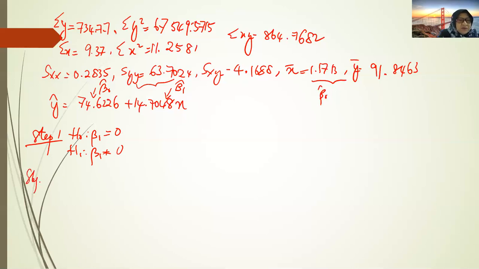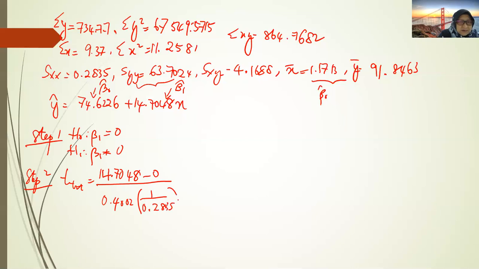Step number 2 will be the test statistic, the t-test, which is equal to 14.7048, which is beta 1, minus 0, divided by the standard error of beta 1, which is equal to 0.4002. I have calculated that before, so you can double check.